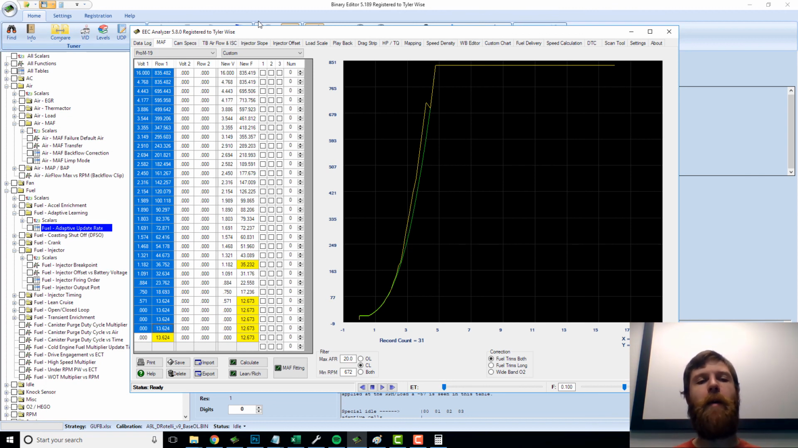So that's the basics of dialing in your fuel for idle, understanding how some of the adaptive learning works, and giving you a couple of tools in EEC Analyzer to visualize your log and see what's happening.